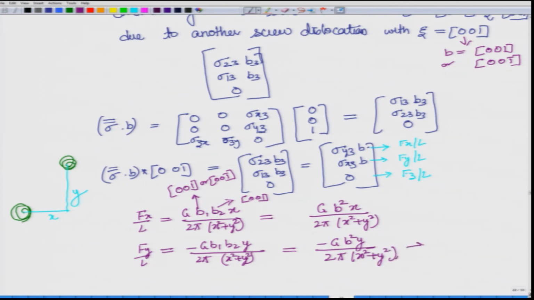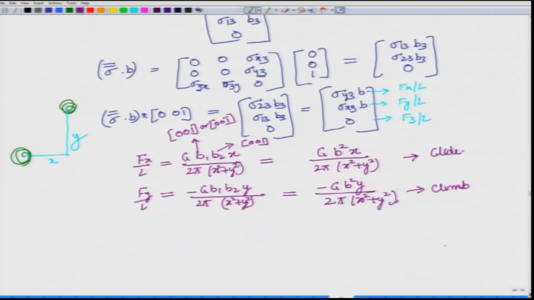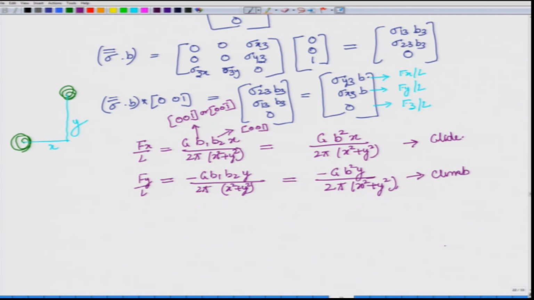so, this is the climb because it is F y, and this is the glide, but only in terms of edge dislocation. This climb does not really have any meaning here.